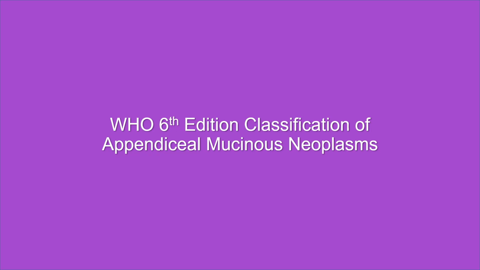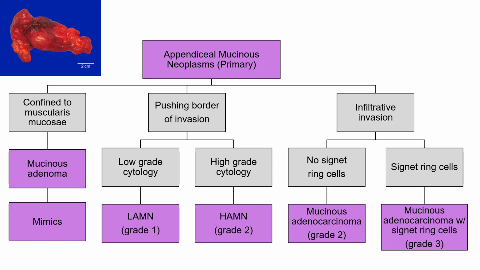So let's get started on our first topic, which is classification of appendiceal mucinous neoplasms, and I'm going to be structuring this around the WHO 6th edition classification of tumors. For learning purposes, I find it useful to look at an algorithm when we're discussing appendiceal mucinous neoplasms, and this walks us through how we first assess these neoplasms at low magnification and then move to higher magnification.